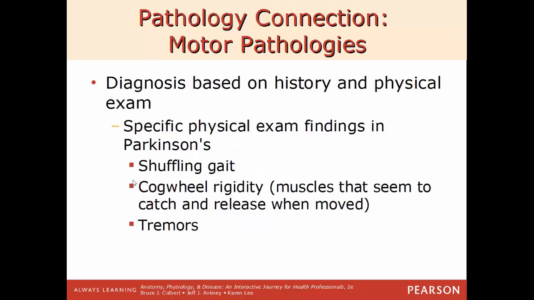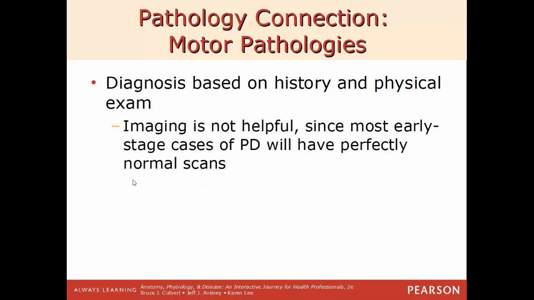Diagnosis is based on history and the physical exam. There are some specific physical exam findings in people with Parkinson's, such as a shuffling gait as they walk, a cogwheel rigidity. This is when muscles seem to kind of catch and release when being moved. So it's not a fluid motion. There's a very jerkiness to being contracted and relaxing. There's like a cogwheel that gets stuck. And also the resting tremors. The imaging is not terribly helpful with Parkinson's, since most early stages of PD will have perfectly normal scans, so you can't just rely on a CAT scan or MRIs.